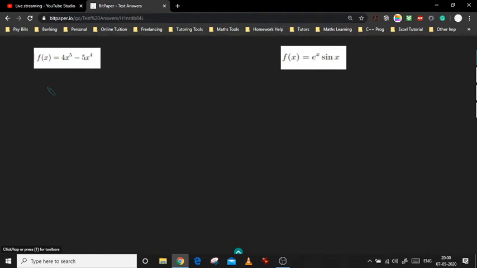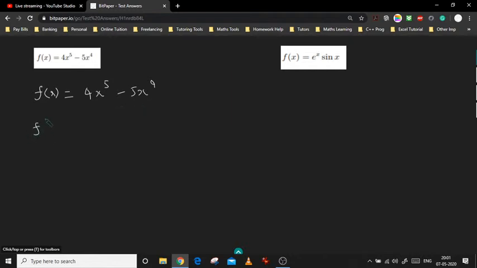Okay. So here is the first problem. f of x equal to 4x power 5 minus 5x power 4. So how do you do this one? So we have f of x is equal to 4x power 5 minus 5x power 4. So basically we just have to understand how the function looks like. Here we can see that we can apply the power rule.